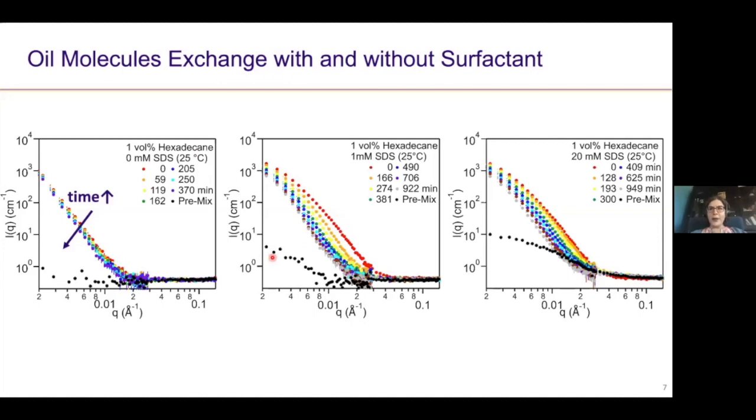So you can imagine that this will never fall back down to zero because the surfactant contributes to some of the scattering signal, even after we intentionally mix these samples. If we add more surfactant, we see, again, a different rate.